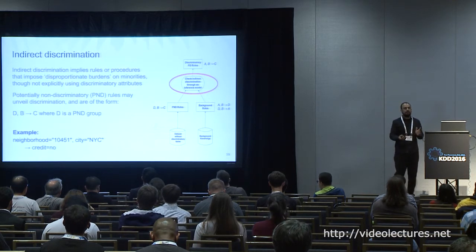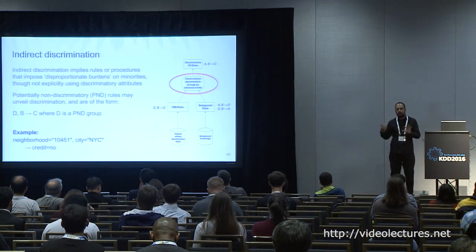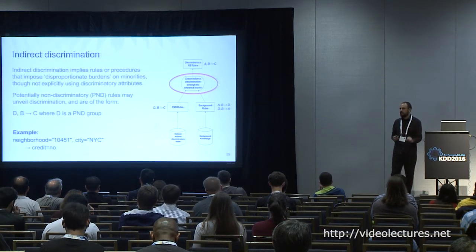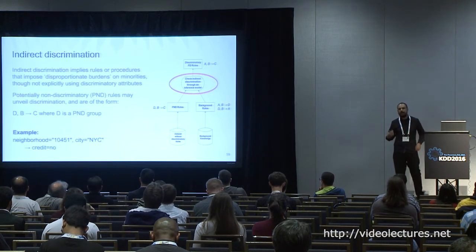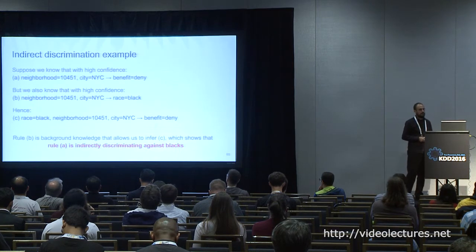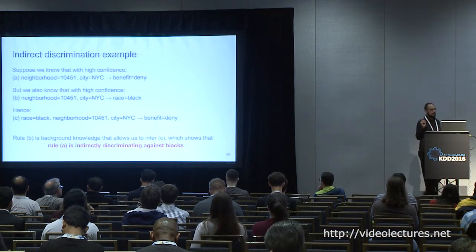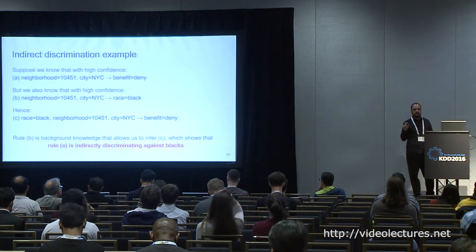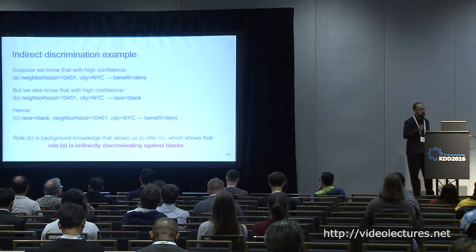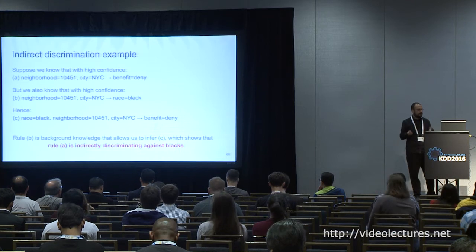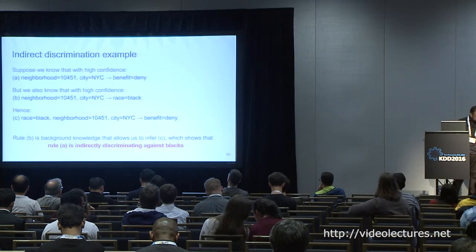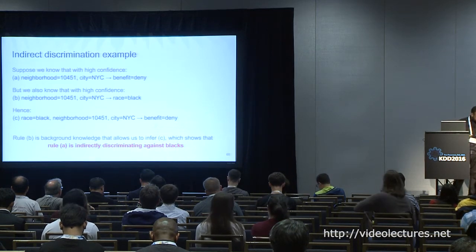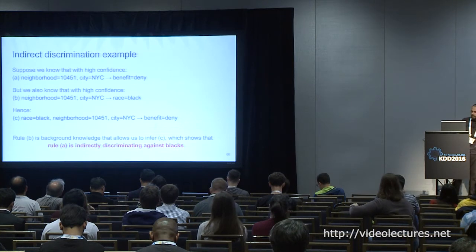And now you need background information in order to try to claim that this rule is discriminatory, or that it uncovers discrimination in the data set. So let me show you an example of that. Suppose we look at the data set augmented with a column that has the benefit, whether the people got the benefit or not, and you find this high confidence rule A that says if the neighborhood is 10451, then do not give the benefit, or do not give the credit, do not give the scholarship, and so on.